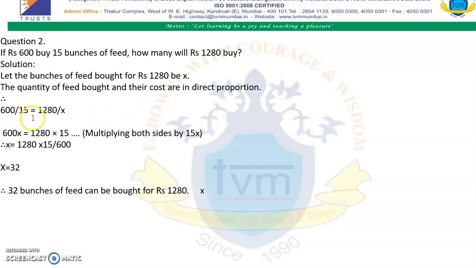Therefore, 600 by 15 equal to 1280 upon X. Multiply both sides by 15x, or either you can do cross multiplication. We get x equal to 32 bunches. Therefore, 32 bunches of feed can be bought for rupees 1280.